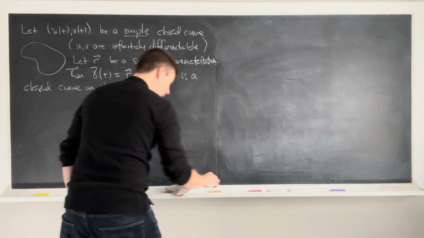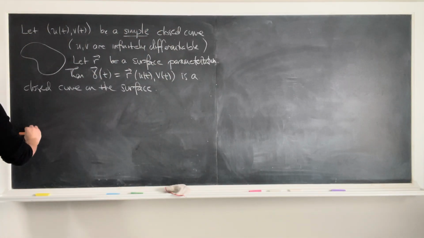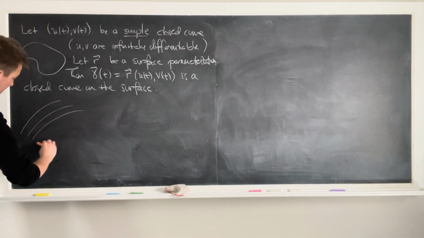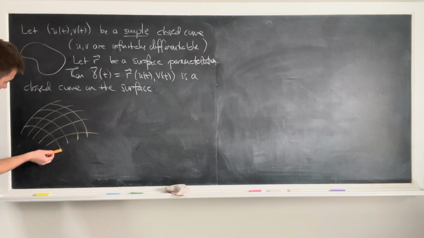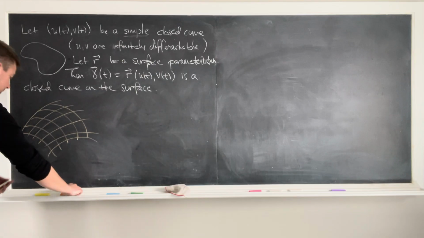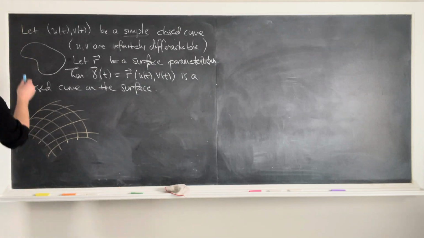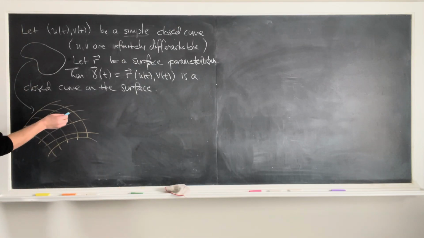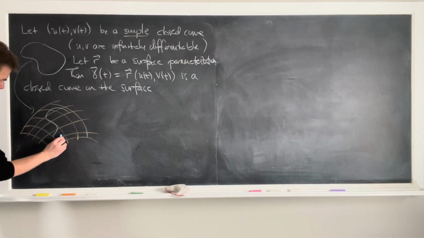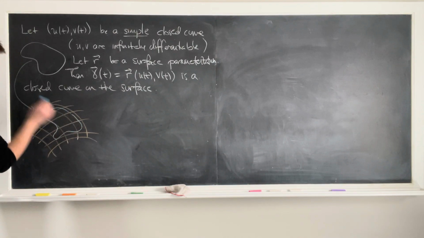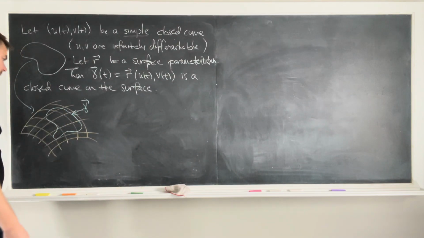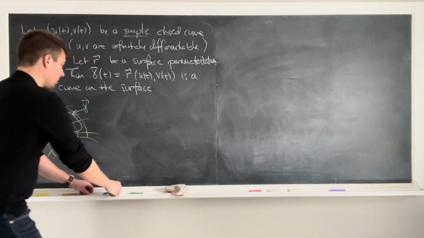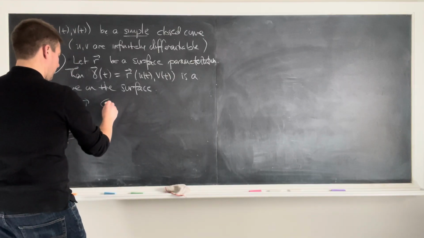Okay, so here's your surface, right? And then the image under this parameterization of this curve gives you some curve like that, right? So this is your curve gamma over here. Okay? And now what does the Gauss-Bonnet theorem say?